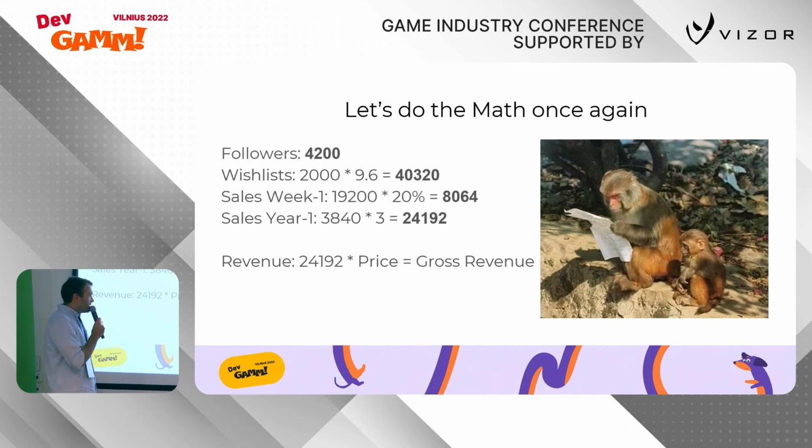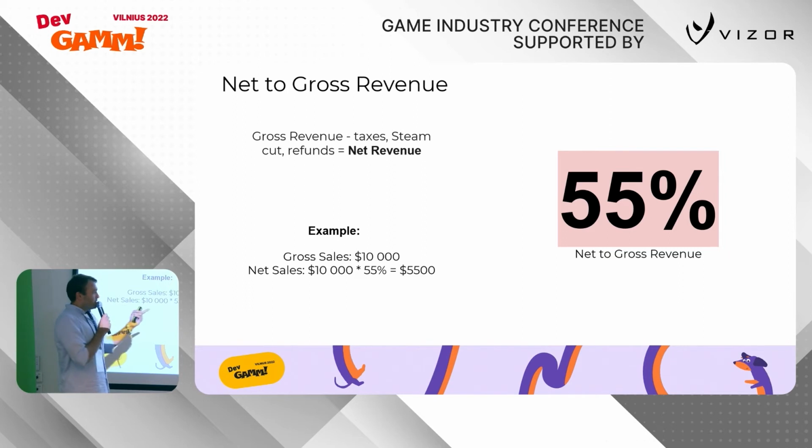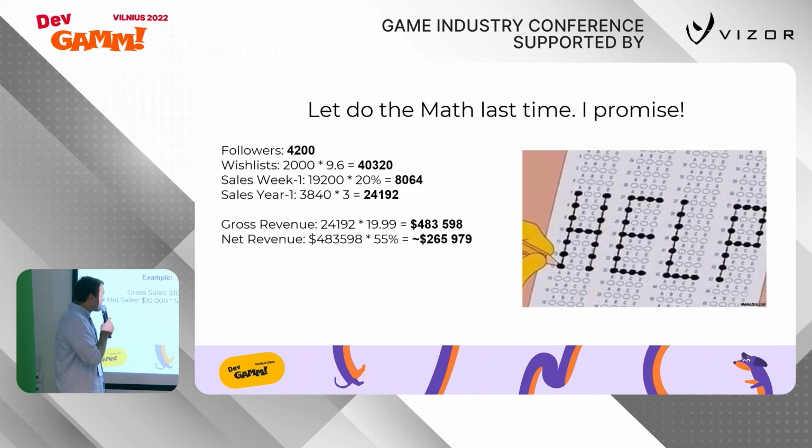So we need to understand how we can calculate the net revenue of our product. And this number is 55. So net revenue is about 55% of gross revenue. Net revenue is gross revenue minus taxes, Steam cut, refunds and other deductions. For example, if our game makes $10K, we need to multiply it, so 55% of that is net sales. Last time math, I promise.